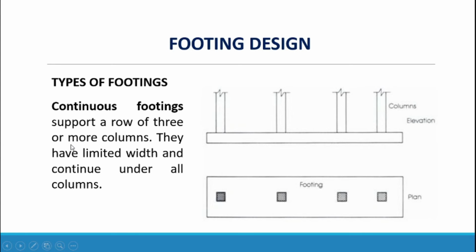Next, continuous footings support a row of three or more columns, which means more than three columns. We can use continuous footings. They have limited width and continue under all columns. So this is the width of the footing, and we have four columns connected as continuous footings.